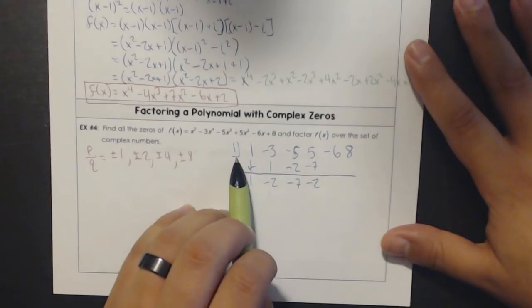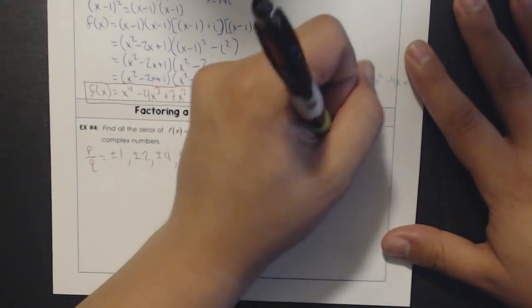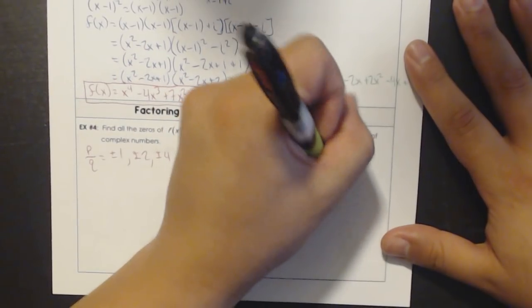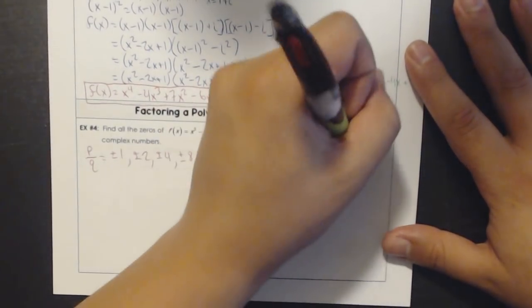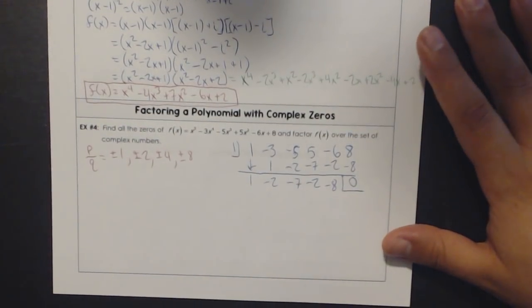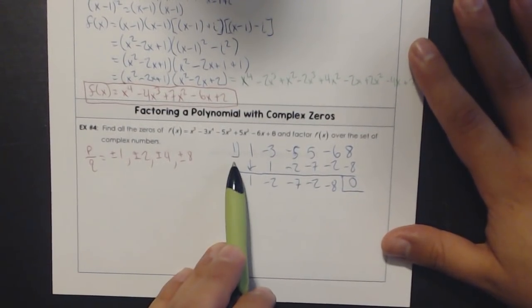-2 times 1 is going to give me a -2. -6 plus -2 gives me a -8. -8 times 1 gives me -8. And sure enough, I get that 0. So I found out that 1 is a 0.